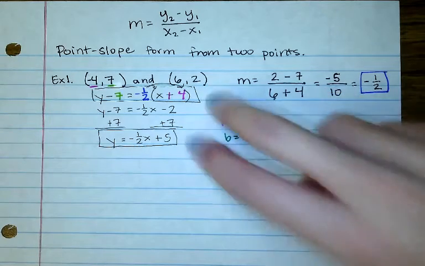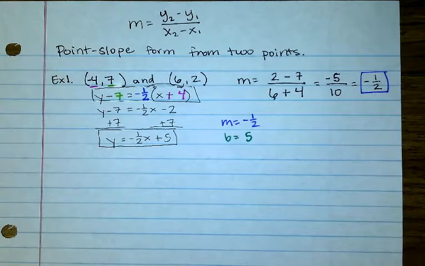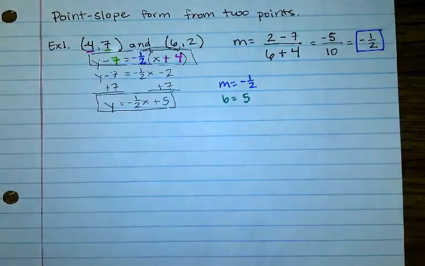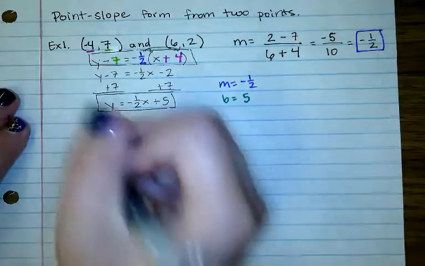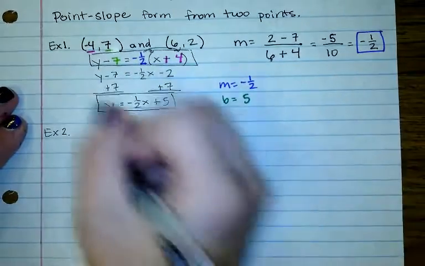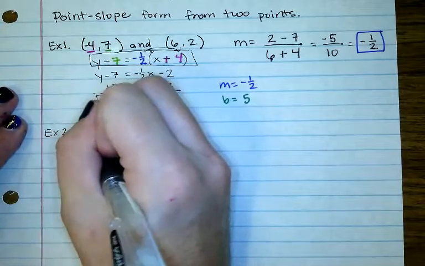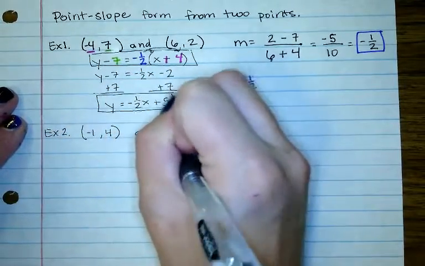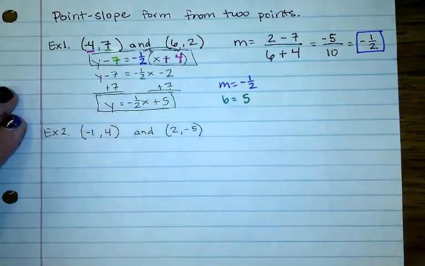Now, one thing you guys might notice is we are actually given 2 points, aren't we? So I'm going to do this time, where if we have -1, 4, and we have 2, -5, okay, we want to find the equation for the line that passes through these 2 points.